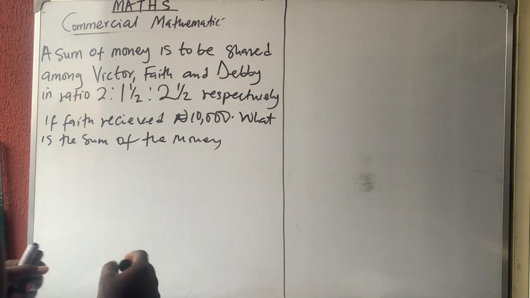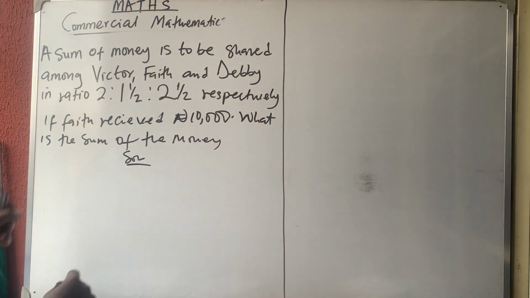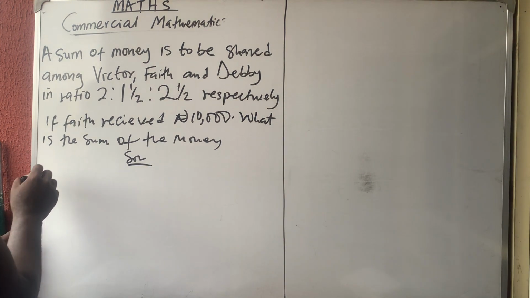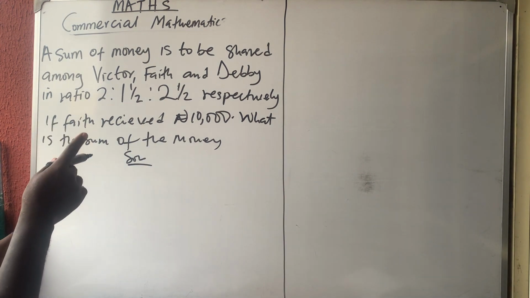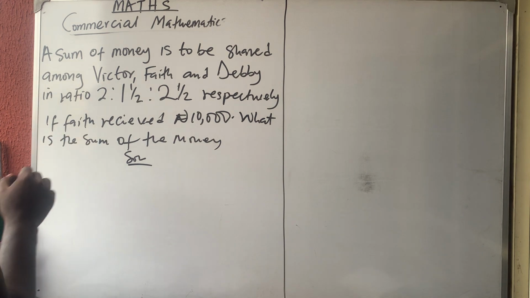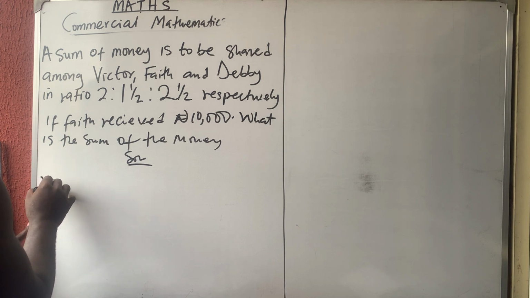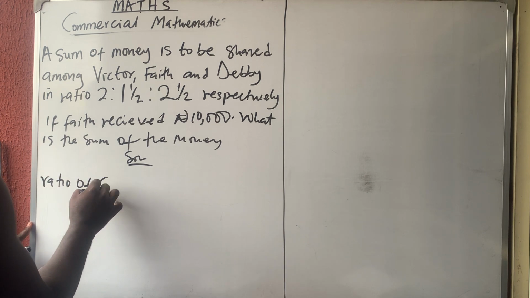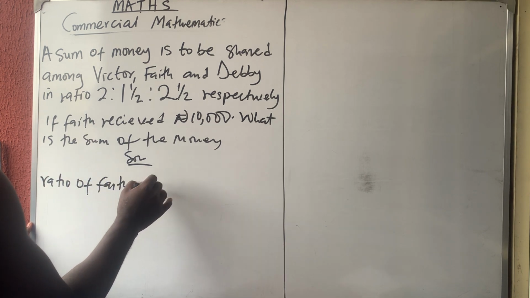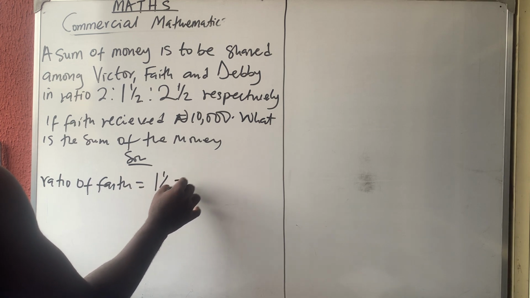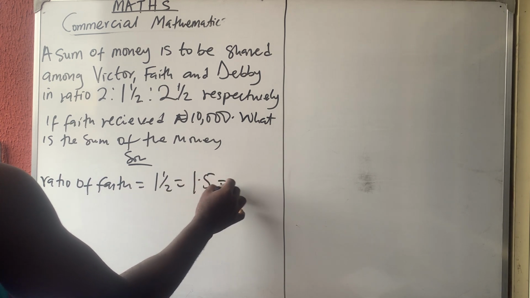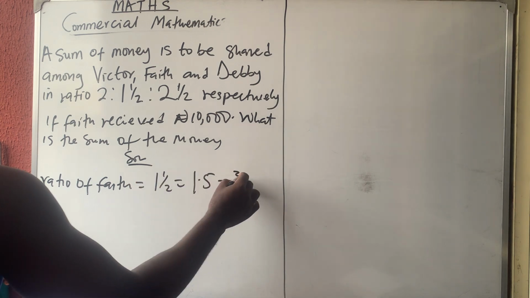All right. So solution. This is very simple. So we have that the ratio of Faith, that is the main one we need. Ratio of Faith, and Faith came last. Sorry, Faith came in the middle. So ratio of Faith is one whole number 1 over 2, which is the same as 1.5. Or you can say this times this plus this, that is 3 over 2.